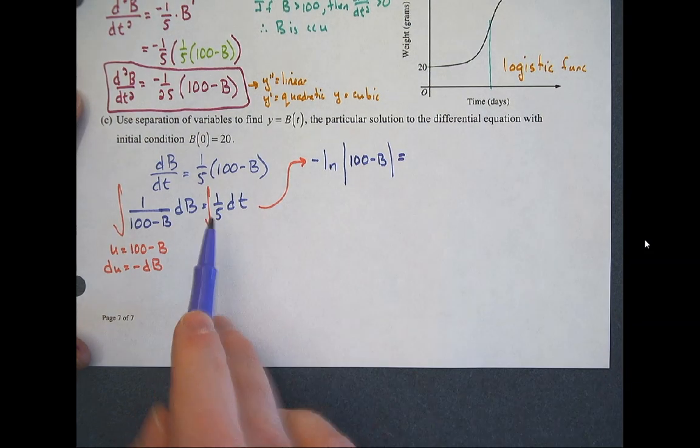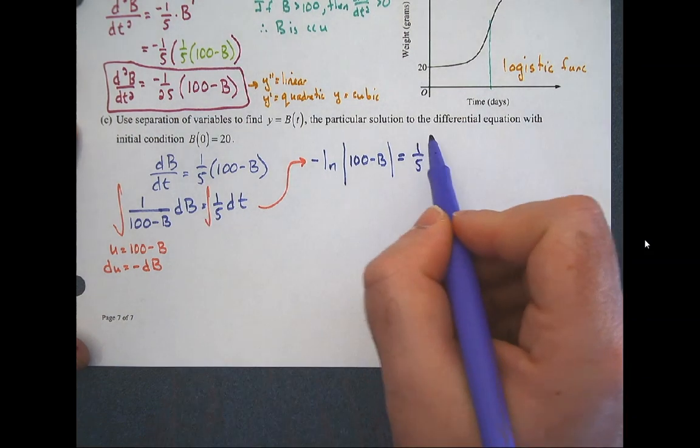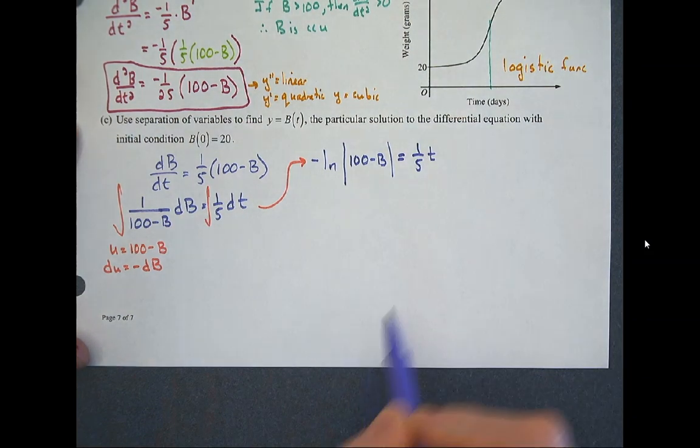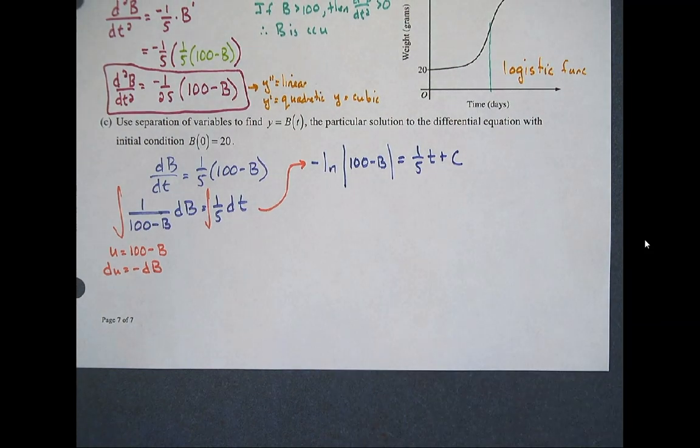Okay, now I want to integrate 1/5. 1/5 is just a constant. What's the integral of a constant? It would be that constant times the variable. And don't forget your plus c, because this is not yet particular. So there's my general solution.